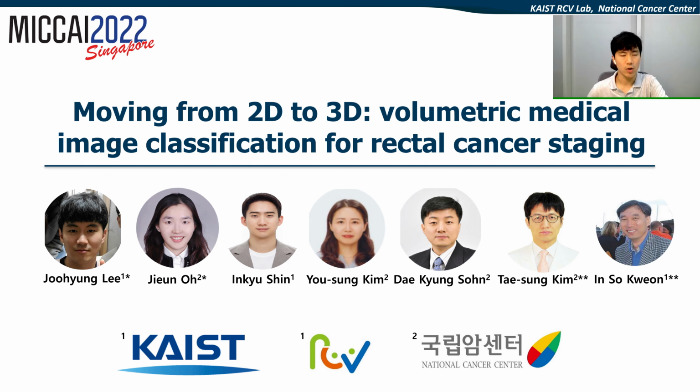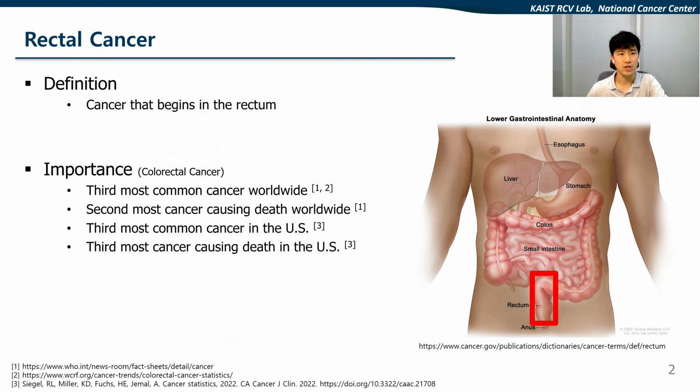Today, we're presenting our work on volumetric image classification for rectal cancer staging. Rectal cancer is a cancer that begins in the rectum, which is the continuation of the sigmoid colon before the anus, as illustrated in this figure.